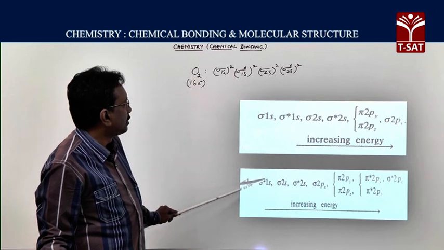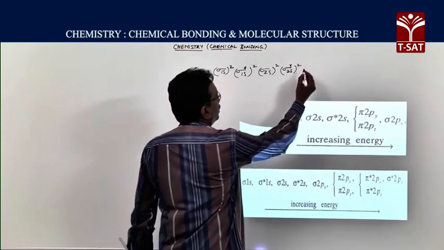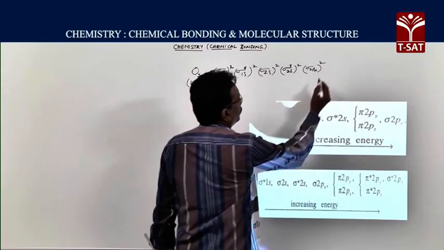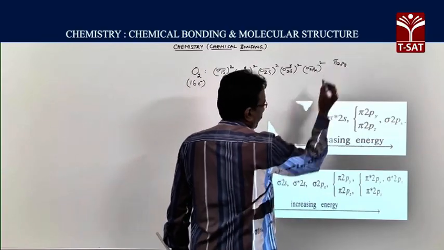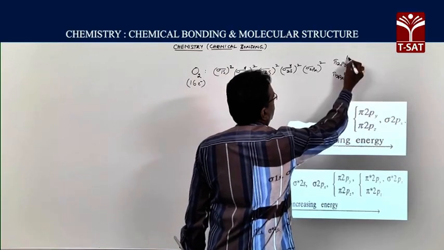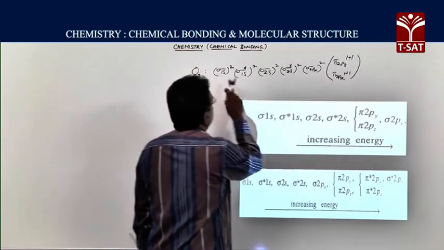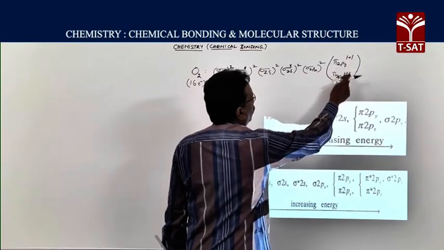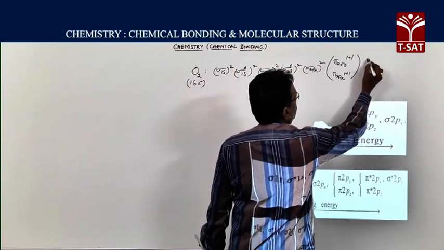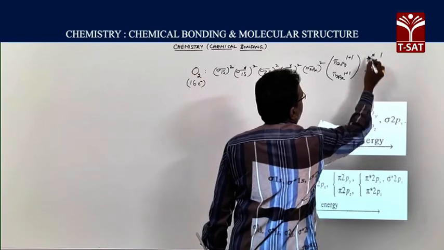So 1s, sigma star 1s, sigma 2s, sigma star 2s, next sigma 2px. So here I am writing sigma 2px2. Now these two are degenerate orbitals. That's why pi 2py, next we have pi 2pz, 1 electron, next pairing takes place. So overall 2 electrons. Next, 2, 4, 6, 8, 10, 12, 14, 2 more electrons are there. Next we have to move to pi star 2py and pi star 2pz. So pi star 2py, next pi star 2pz, 1 electron.